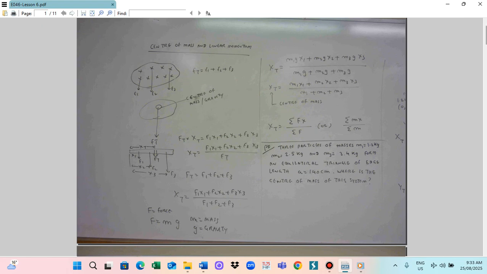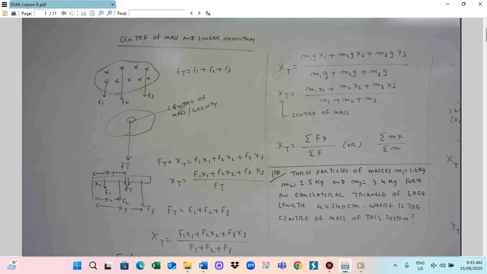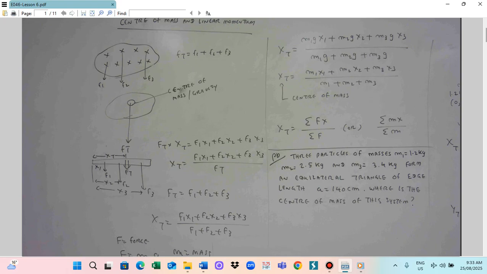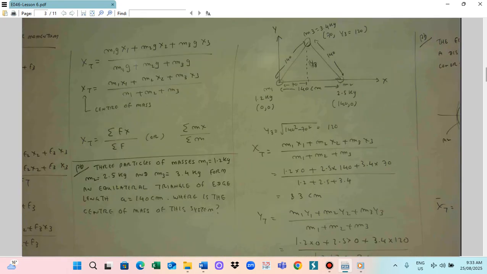Okay, so three particles have masses m1 of 1.2 kg, m2 of 2.5 kg, and m3 of 3.4 kg. They are at the corners of an equilateral triangle with sides measuring 140 centimeters. So this is 140, and this is 140, and this is 140. So this is the equilateral triangle. In this case, m1 is 1.2 kg.